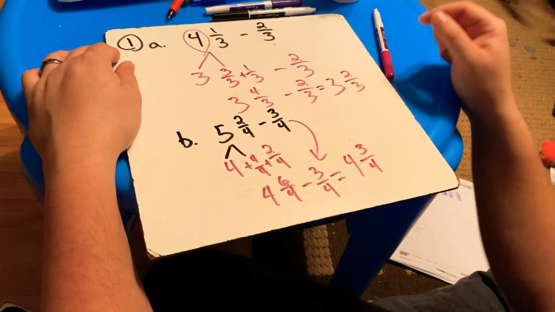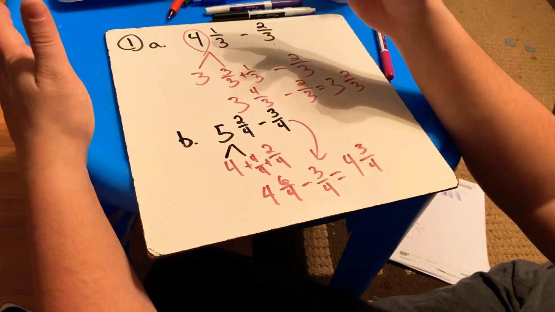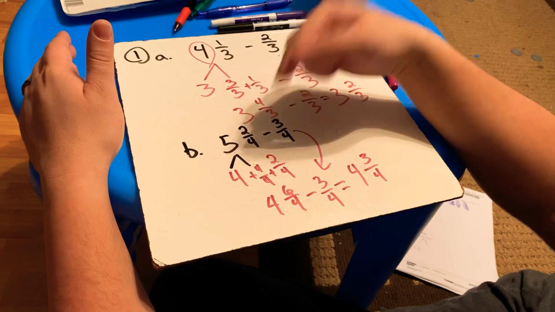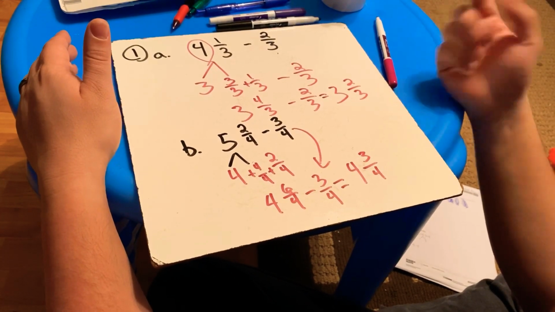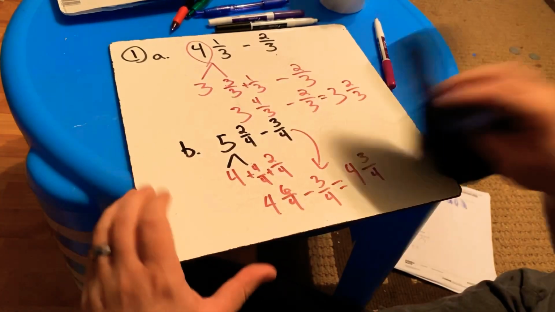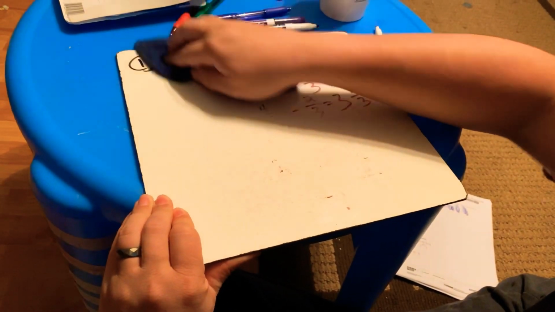Shouldn't be too bad. Just remember, I took my whole number and took 1 away from it. So 5 is the same thing as 4 plus 1. But then I put that 1 whole into fourths, and then I added that fraction that was with it as a mixed number. Let's go ahead and erase this.